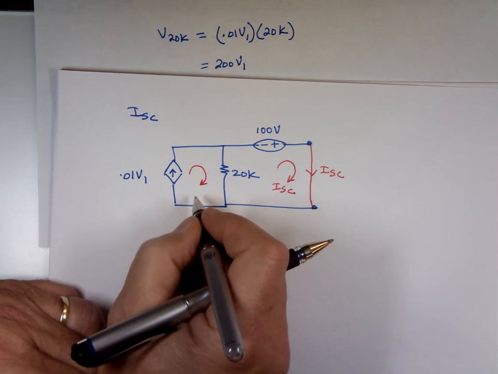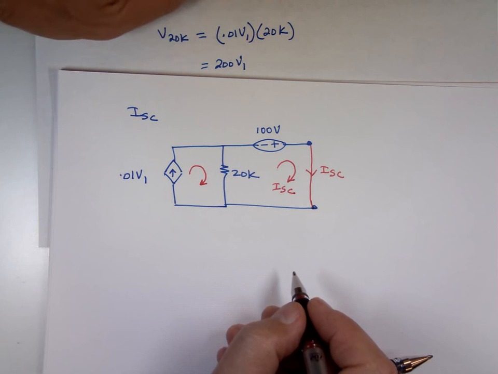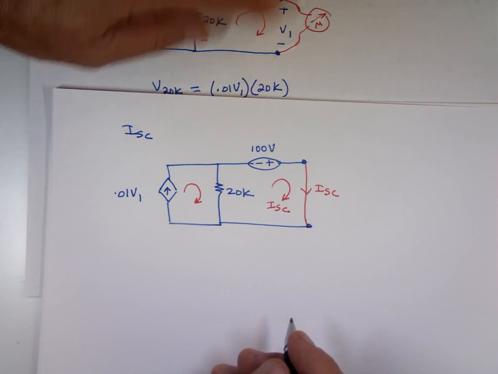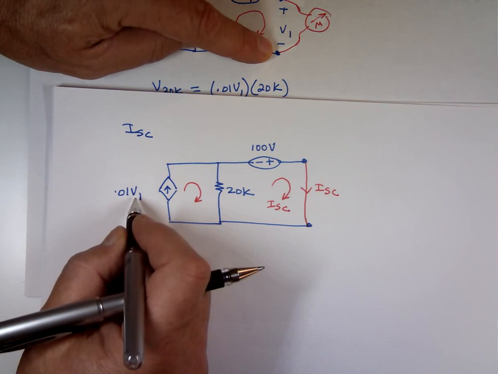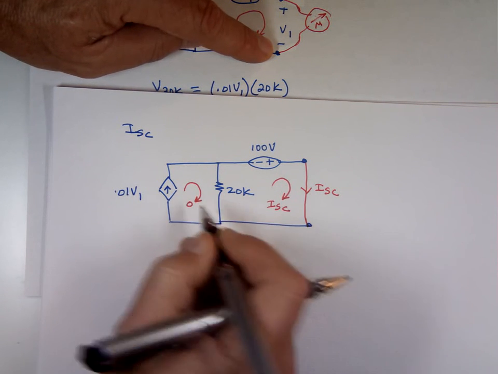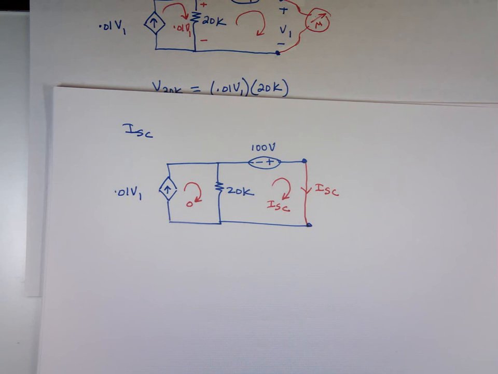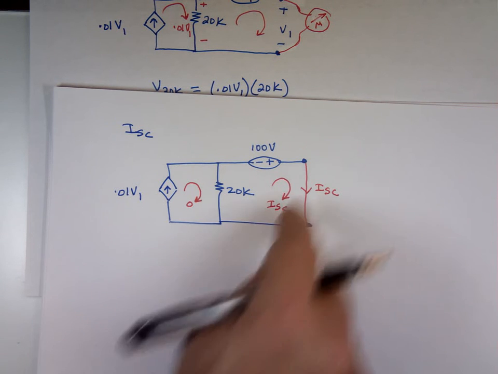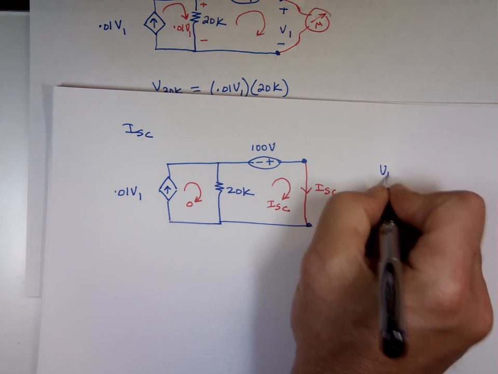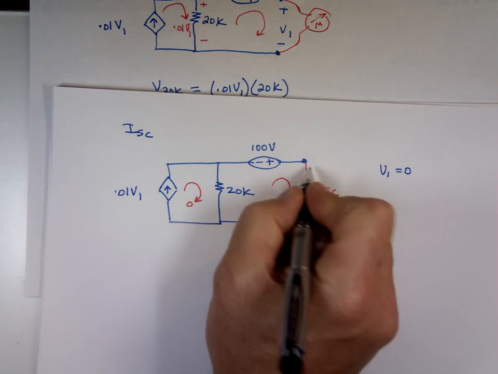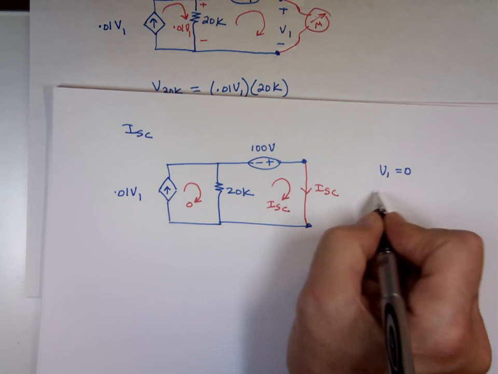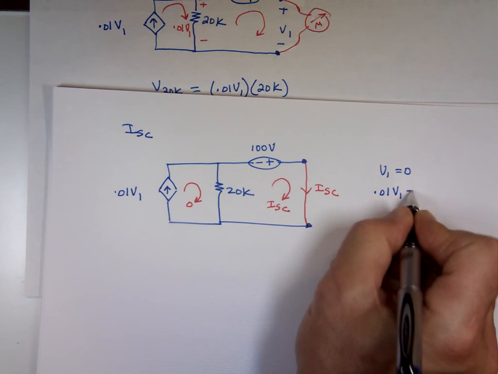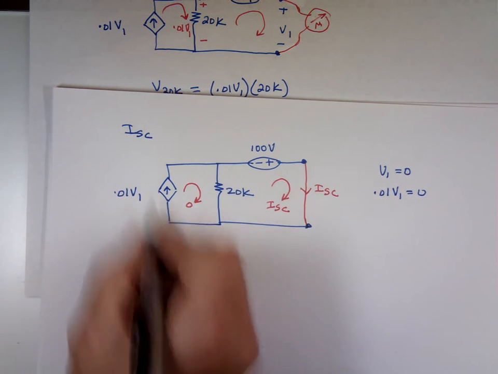Oh, wait a minute. Wasn't V1 right here? Wasn't that V1? So what is my V1 now? 0. What's 0.01 times 0? This current becomes 0, because my V1 is 0. V1 was labeled between this end and that end. Once you put a wire there, you short circuited that, that means 0.01 V1 is also 0. This current is 0 now.